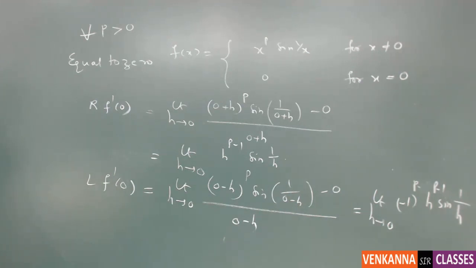Right. So to be derivable at the point 0, these two values must be equal, the right hand derivative as well as the left hand derivative. So if you observe the two derivative values, what is the possibility that these two values are equal, for what value of p? Any guesses? So randomly take p is equal to 0, p is equal to 1 and p is equal to 2 and check whether they are equal or not.